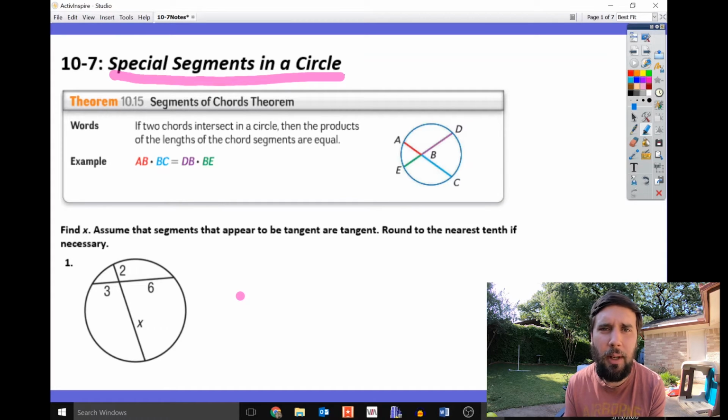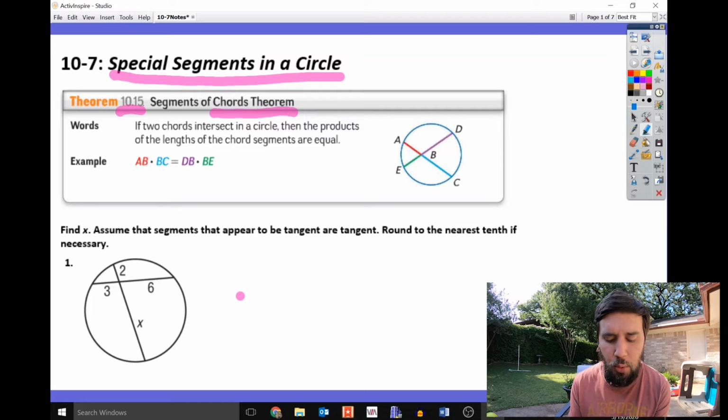We have a few theorems that we're going to look at, and then we're going to use those theorems to solve some problems. So let's get started with the first one. The first one has to do with chords. It's called the segments of chords theorem, theorem 10.15.